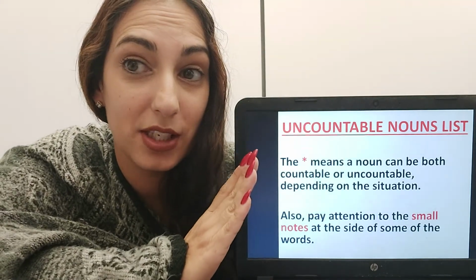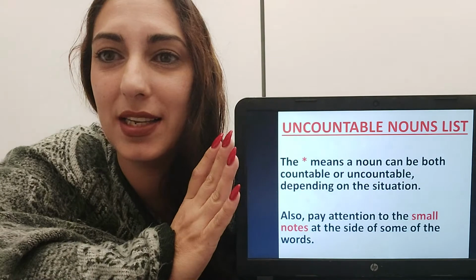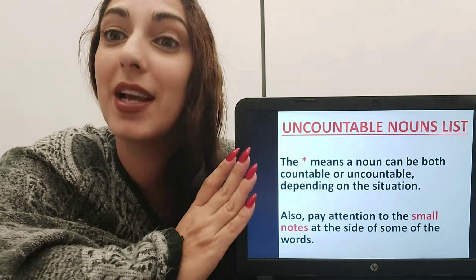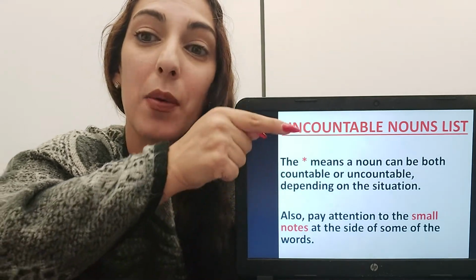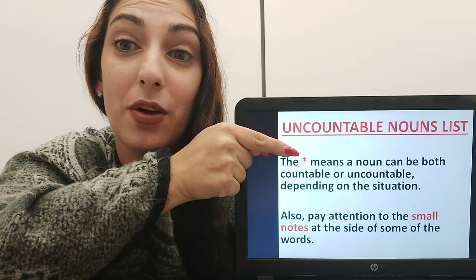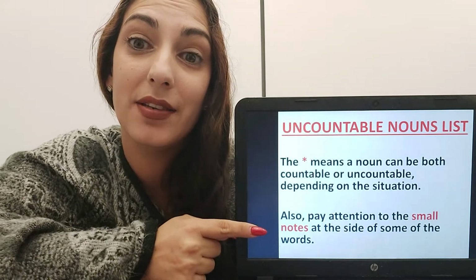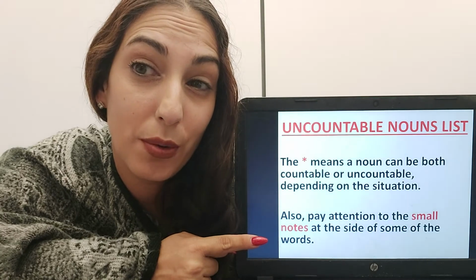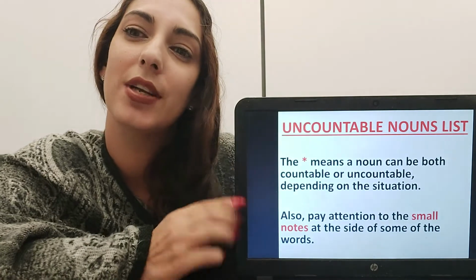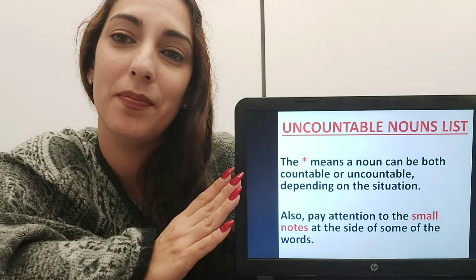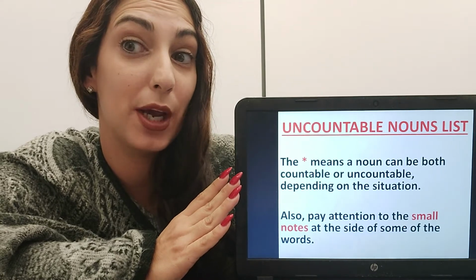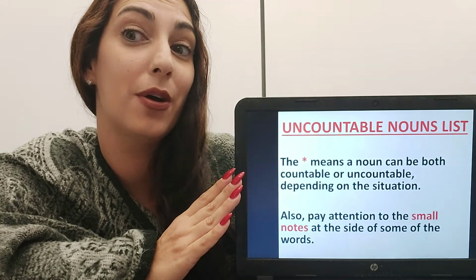Now, I'm going to give you the uncountable nouns list, and it's one list from the many lists that exist out there. So there may be more uncountable nouns, but we'll look at those later on, step by step. Now, when you see a little star like this, it means that a word can be countable or uncountable depending on the situation. And you'll note that I've put some small notes at the side of some words to explain things in more detail. So now I'm going to go through the list, okay? And pay close attention. Pause the video if you want to make a note of any of the uncountable nouns that follow. Are you ready?